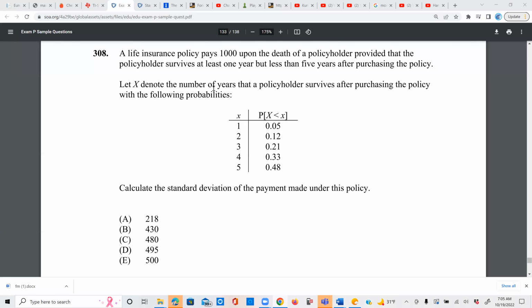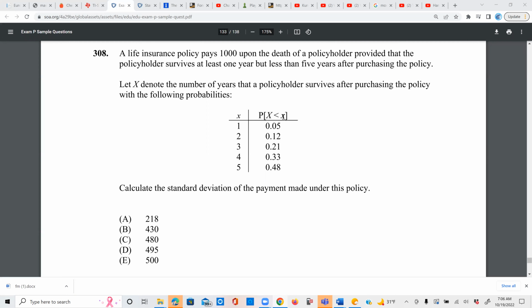A life insurance policy pays 1,000 upon death of a policyholder, provided the policyholder survives at least 1 year, but less than 5 years after purchasing the policy. Let X denote the number of years that the policyholder survives after purchasing the policy, with the following probabilities. Calculate the standard deviation of the payment made under this policy.